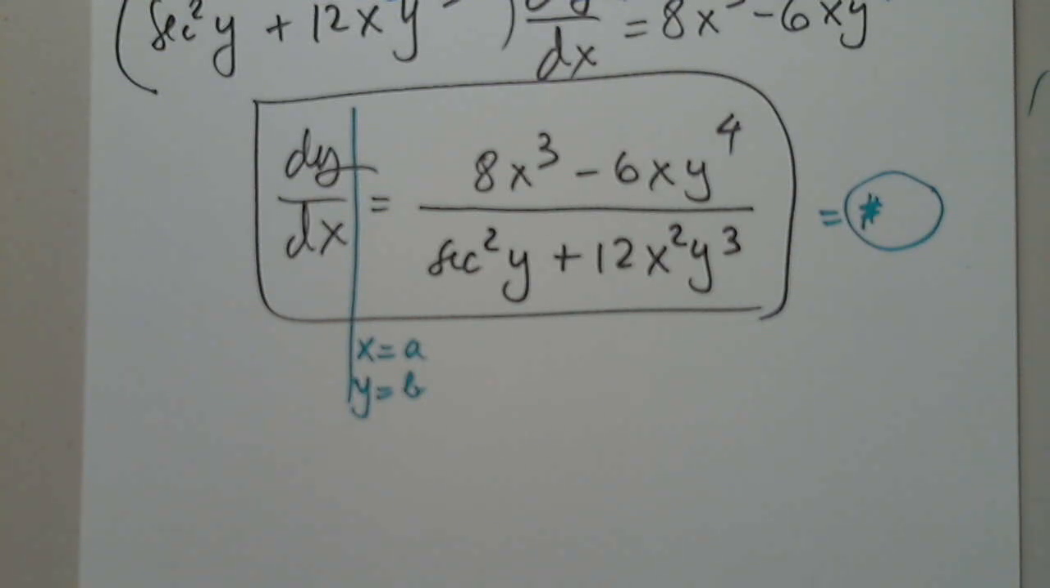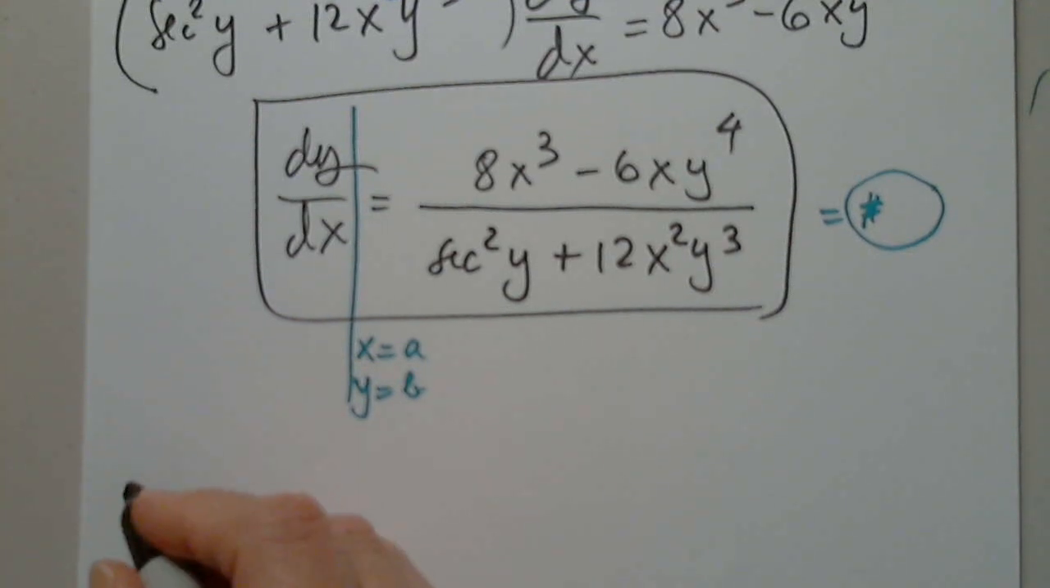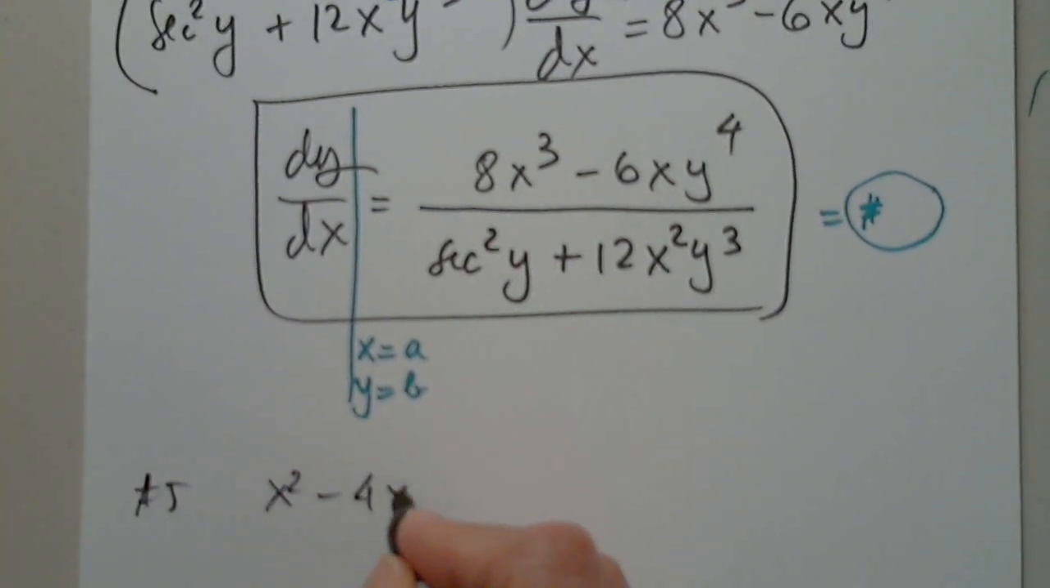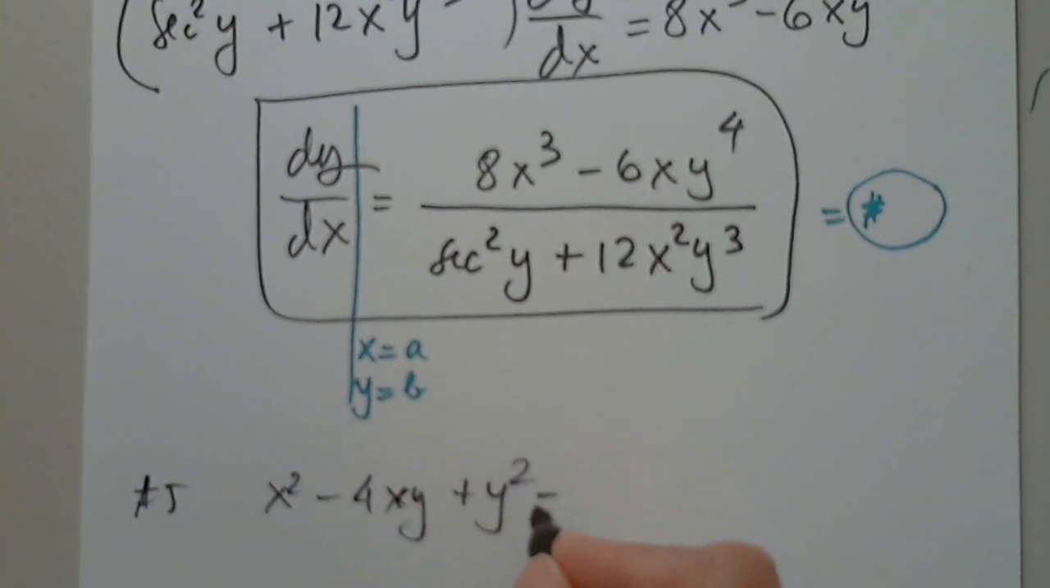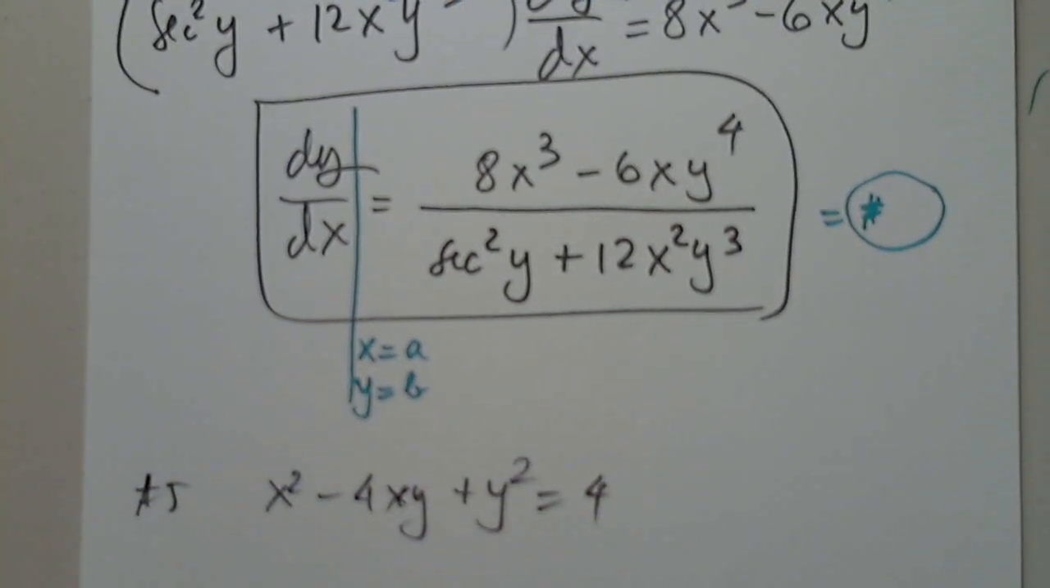So let's take a look. Anything you'd like to pick for finding implicitly the derivative of y, and then determining the equation of the tangent, or just determining the slope, whatever they're asking. Could we try something like 5? Yes. So we have x squared minus 4xy plus y squared equals 4. And we're asked to find dy over dx.